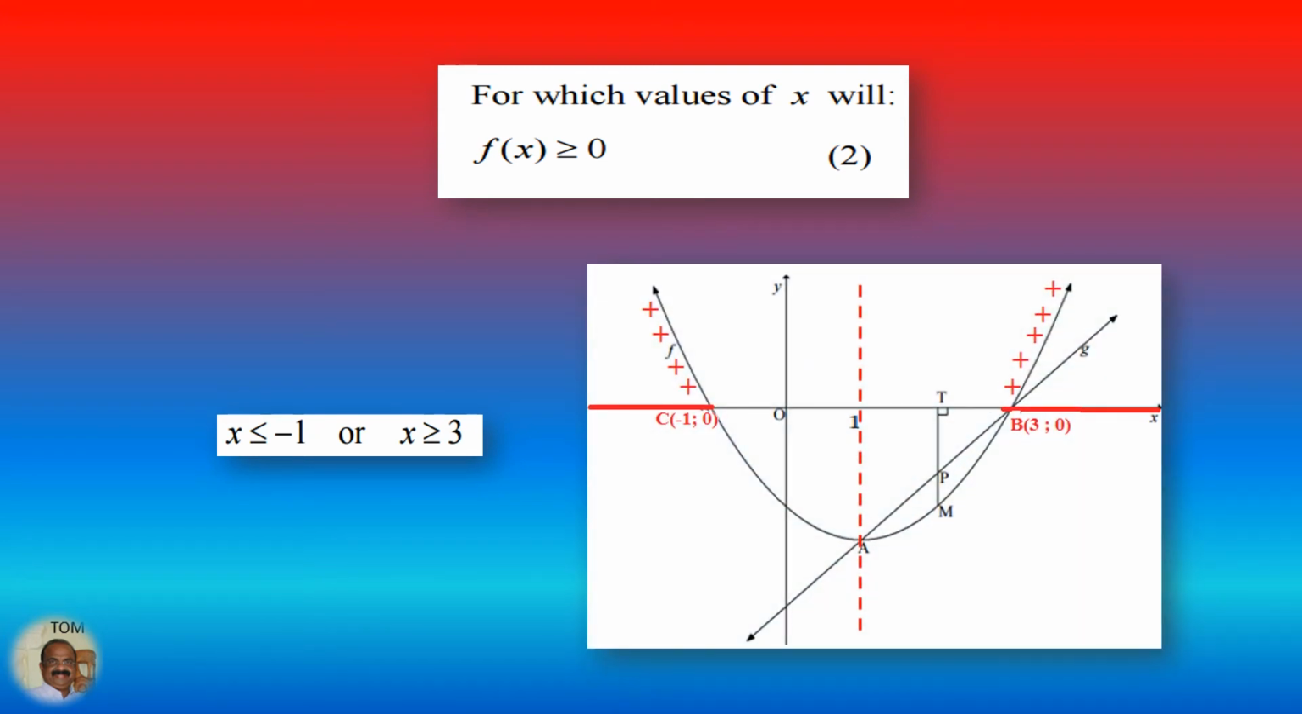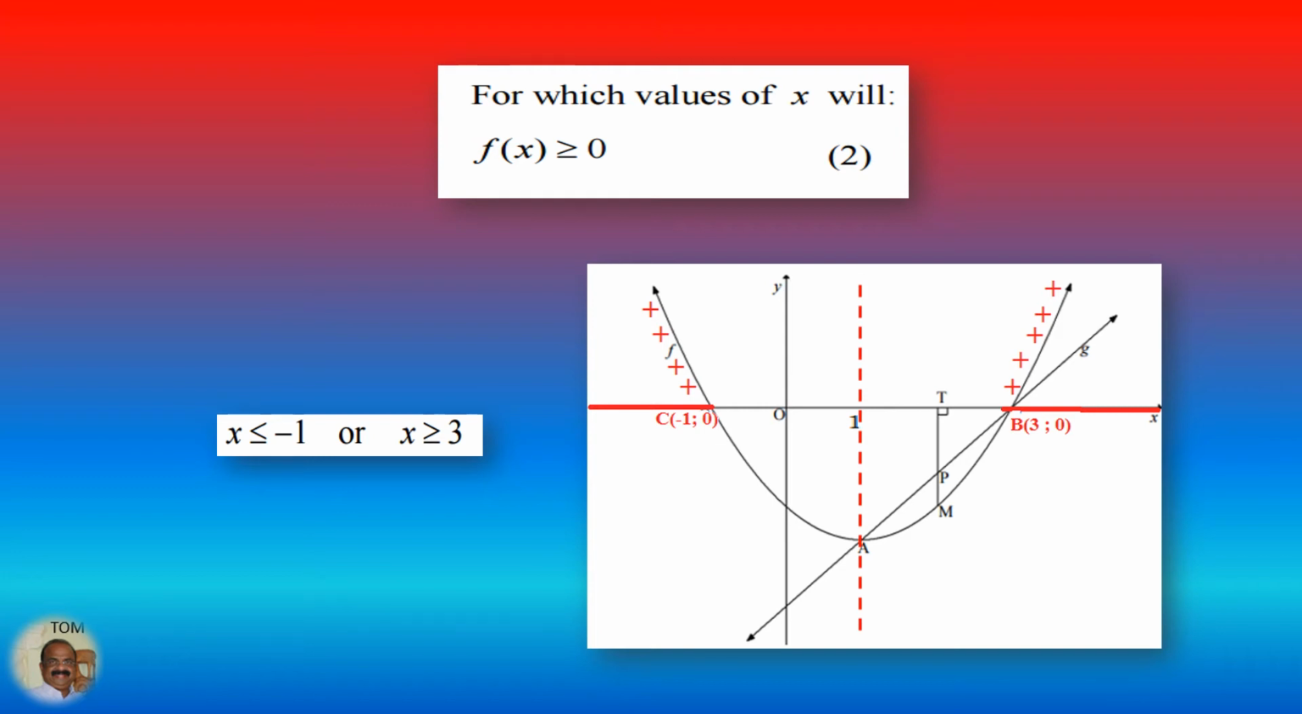For which values of x will f of x be greater than or equal to 0? Now when we look at the graph of f, the portion over the x-axis is positive and the section below the x-axis will be negative. So we have identified these areas. Okay, we can also use this idea of putting positive or negative.